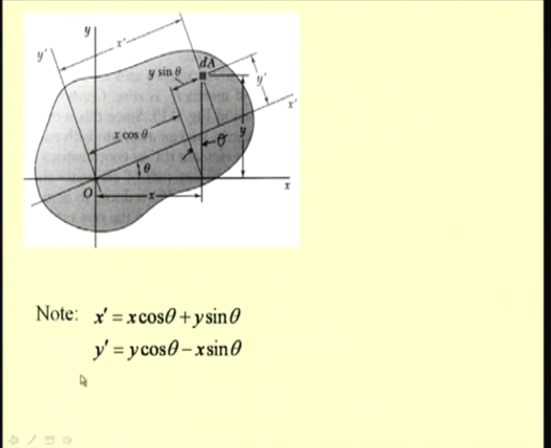Same way we can write this y prime with respect to this x and y. So, we get this x prime as x cos theta plus y sin theta, and y prime as y cos theta minus x sin theta, which is nothing but this distance minus this distance.